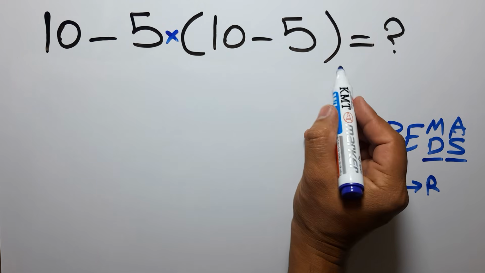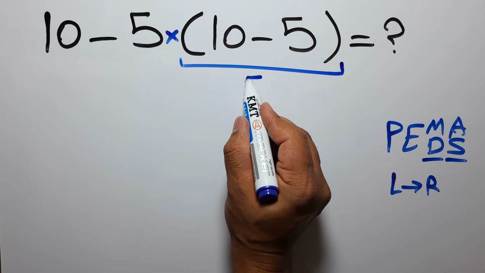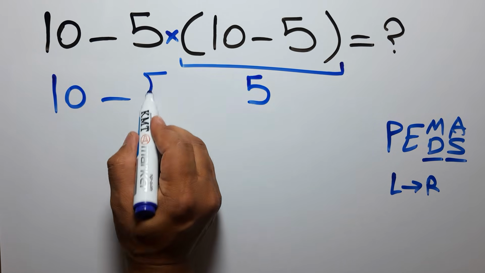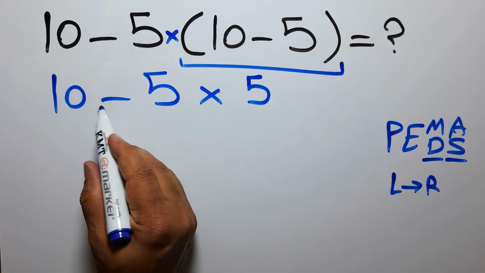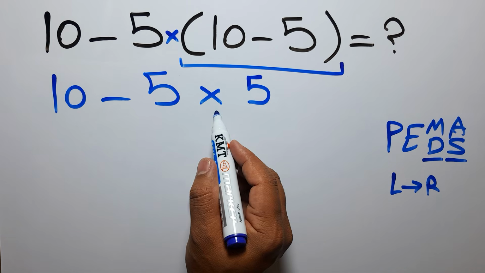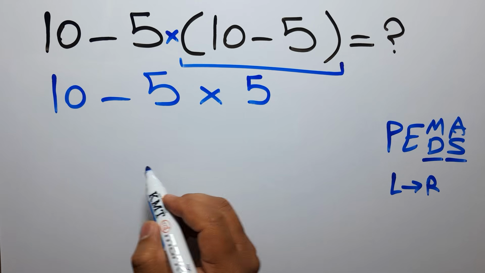So first we have to do this parenthesis. Inside this parenthesis we have 10 minus 5, which equals 5. So we have 10 minus 5, then times 5. Now in this expression we have one subtraction and one multiplication. According to PEMDAS, multiplication has higher priority than subtraction because multiplication comes before subtraction.